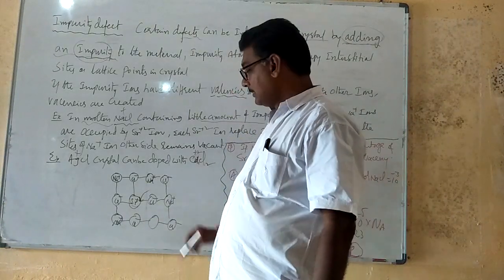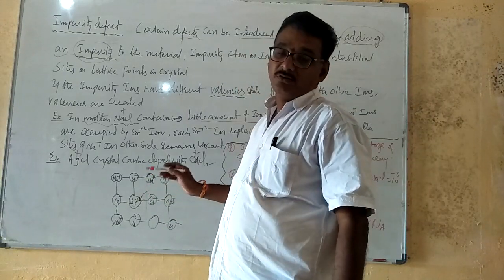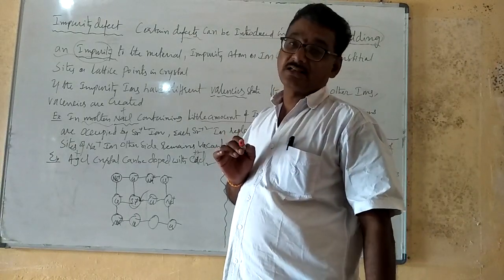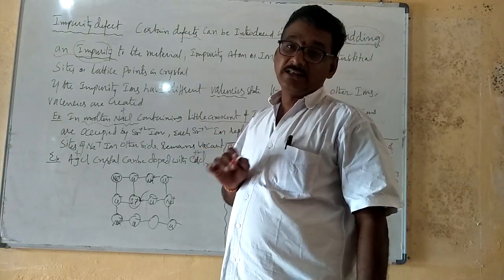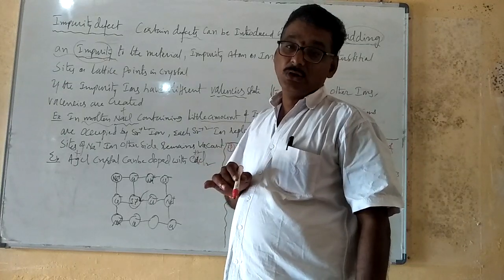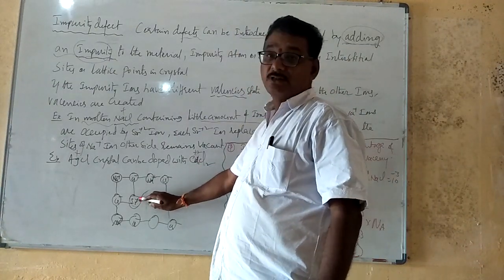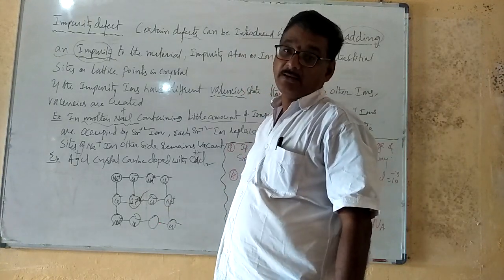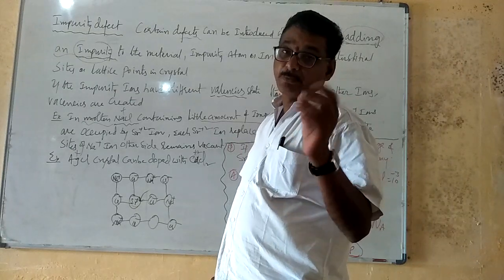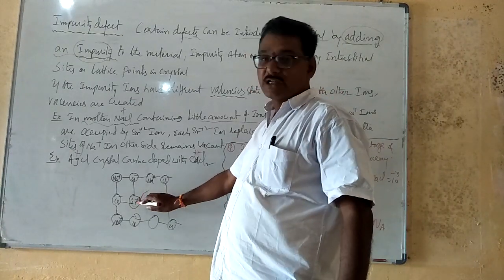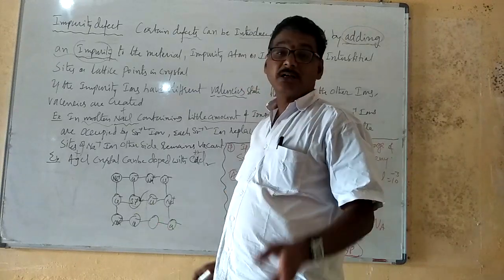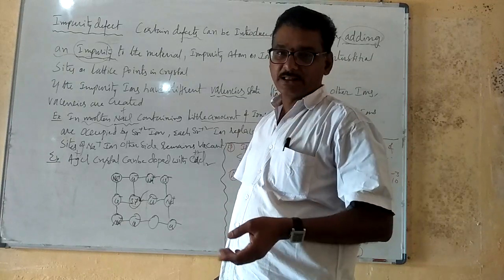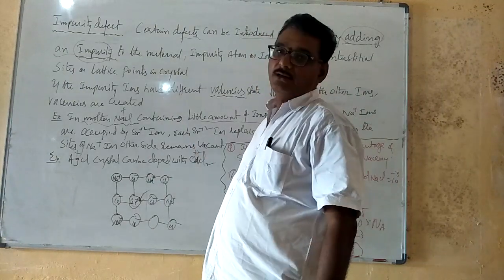Each Sr plus 2 contains a plus 2 charge, but the NaCl lattice has unipositive Na. Once Sr plus 2 joins here, the other Na plus site also becomes vacant because of the different oxidation state and valency. So this is about the impurity defect.